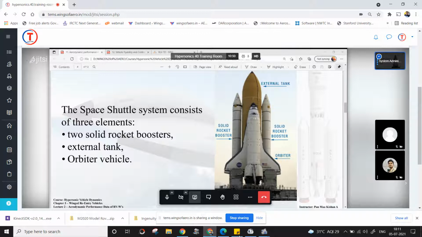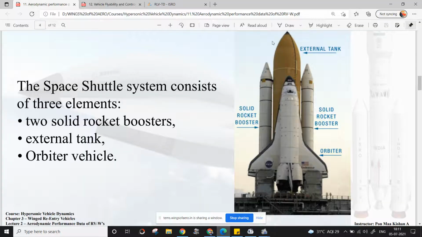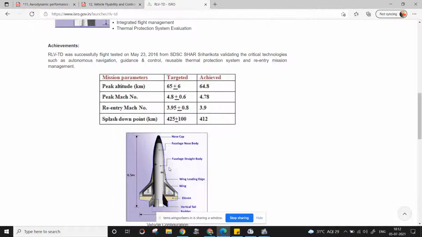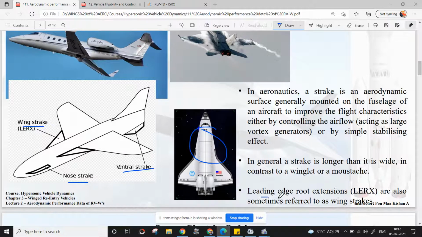Okay, good evening everyone. In the previous class we have seen re-entry vehicle with wing configuration. We discussed why the space shuttle configuration has a strake, a wing strake. We have studied three types of strakes, whereas in space shuttle configuration or in a re-entry vehicle with winged configuration, we will be having leading edge root extensions. Okay, leading edge root extensions.